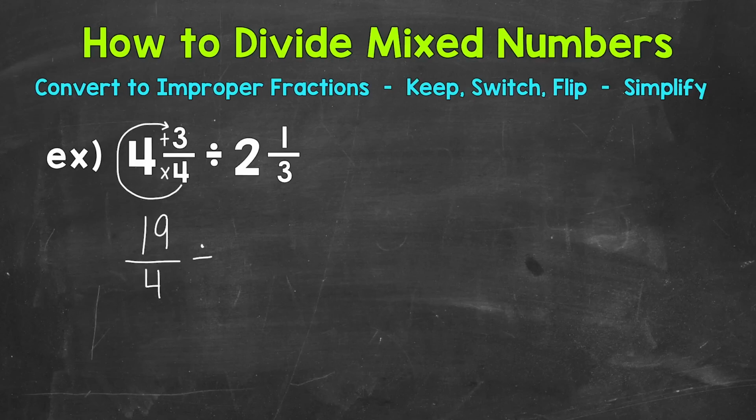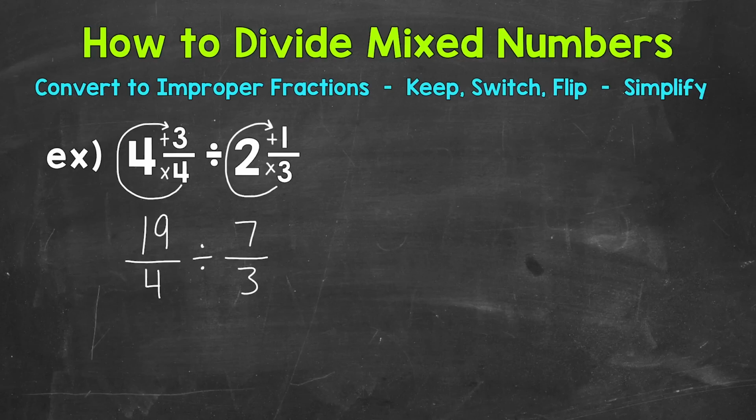Then we can bring our division sign down and convert our second mixed number. So again, we multiply, then add. So 3 times 2 is 6, plus 1 is 7. That's our numerator, and then keep the denominator of 3 the same, so 7/3. 19/4 is equivalent to 4 3/4, and then 7/3 is equivalent to 2 1/3. So we're not changing the value of the problem at all when we convert to improper fractions. Mixed numbers and improper fractions are equivalent, they're just in different forms.